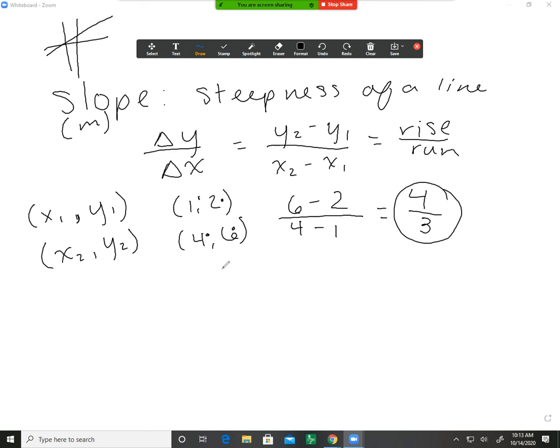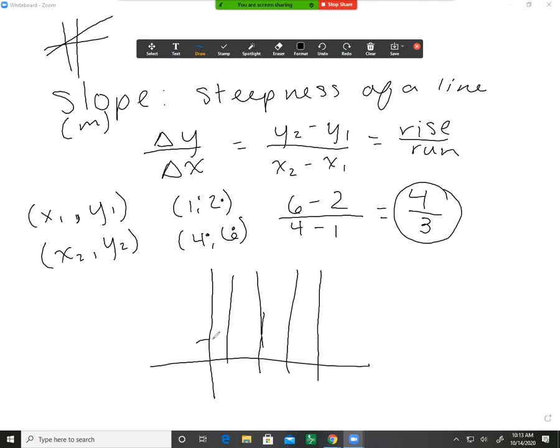Alright, so let's just talk about it on the graph. I'm just going to look at the first quadrant, and I'm going to put in some grid lines that are just terribly drawn. I'm so sorry, guys. I need to think farther ahead.